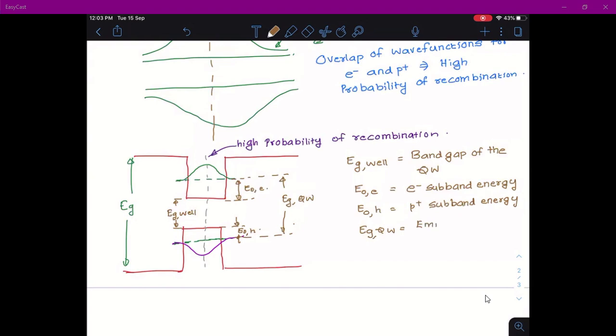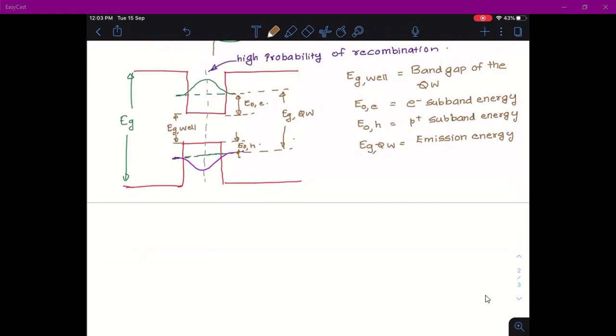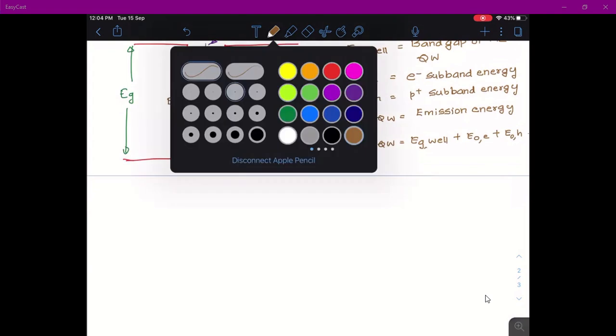you can define this as emission energy, because when the hole or the electron comes from the conduction band to the valence band inside the quantum well, it will emit an energy equal to Eg,Qw. So that is called emission energy, and you can see easily from this that Eg,Qw is the sum of Eg well, E0,E and E0,H. So, I can write the expression Eg,Qw is equal to Eg well plus E0,E plus E0,H. Okay. I think now we are ready to define the quantum confined Stark effect.